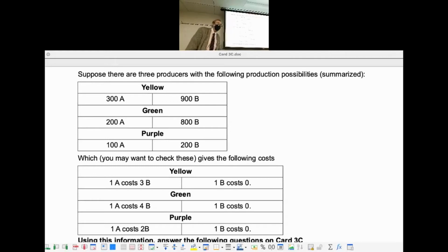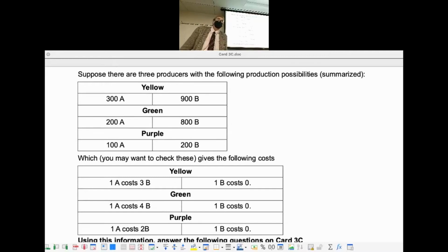Production possibilities are simply all the things that you can make. And then we basically summarize the production possibilities of yellow as being: yellow could, if they wanted to, produce 300 A's, or they can produce 900 B's, or they can produce something in between.